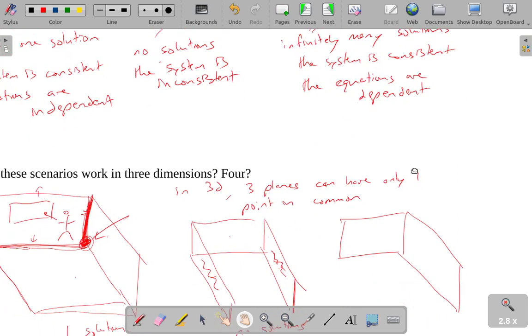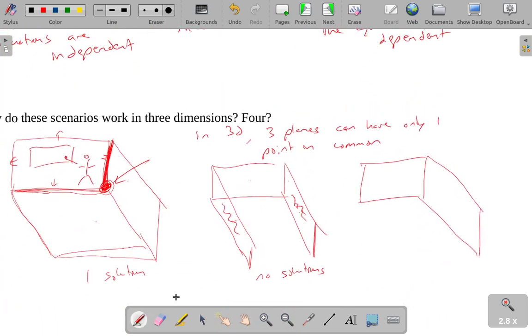I'm trying to match up to this kind of scenario up here. And well, if I had another plane, it's not going to be an existing wall or anything that's part of this room, but let's imagine a plane that goes through this line. So let's say it kind of cuts through the middle of the room here. That plane right there, if you take these three planes together, they would have this entire line in common. And this is one way to get infinitely many solutions. Let's go draw the little infinity sign. Infinitely many solutions.